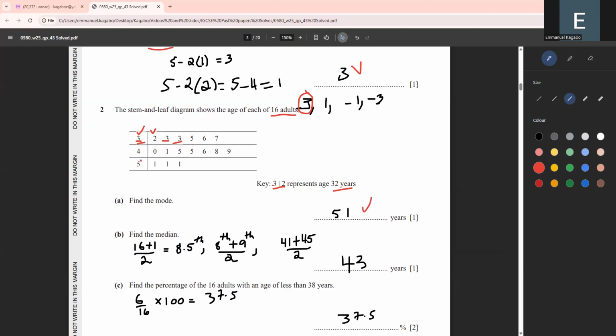I hope you have understood. How many times is it appearing? This is 51, 51, 51. So it's appearing 3 times, while the 45 is appearing 2 times, and 33 is appearing 2 times. I hope you have understood that.